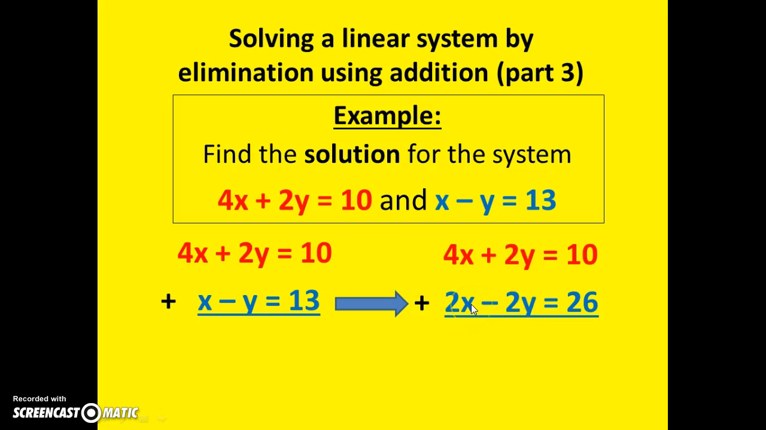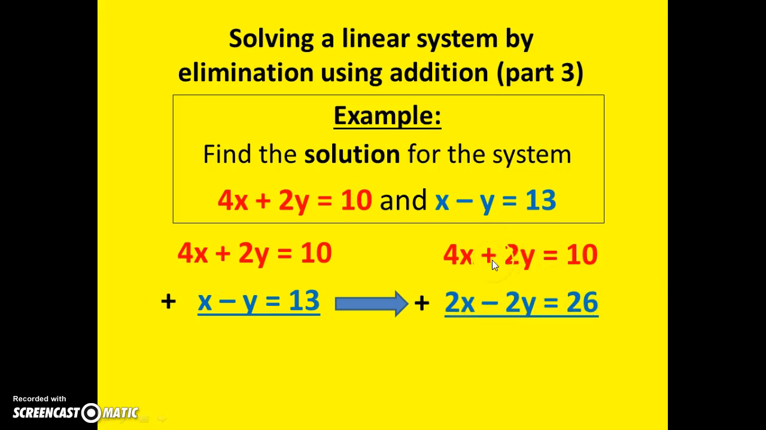Okay, so let's go back and take a look at what we did here. We multiplied the second equation by 2. Why would we do that? Well, if we multiply everything in the second equation by 2, we get 2x, because 2 times x is 2x. 2 times y is 2y, and we didn't change the sign. The sign is still the same. And 2 times 13 is 26. So we multiplied the entire second equation by 2.